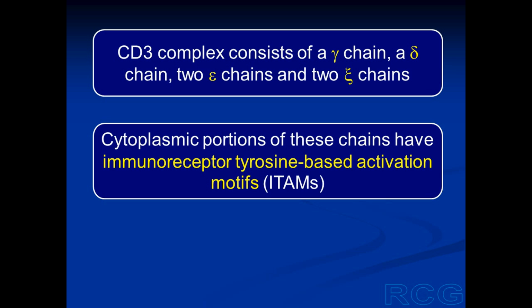The cytoplasmic portions of gamma, delta, epsilon, and zeta chains possess immunoreceptor tyrosine-based activation motif, which we have seen earlier. This motif is made up of two tyrosine residues which are present in the polypeptide chain at a distance of 9 to 11 amino acid residues.